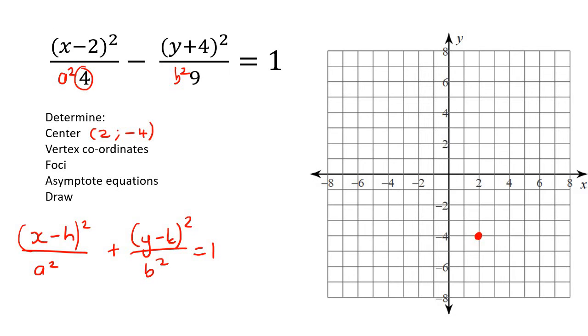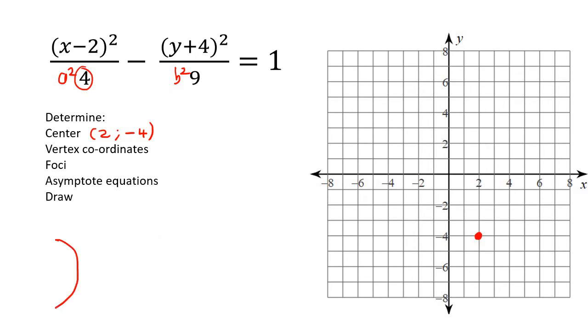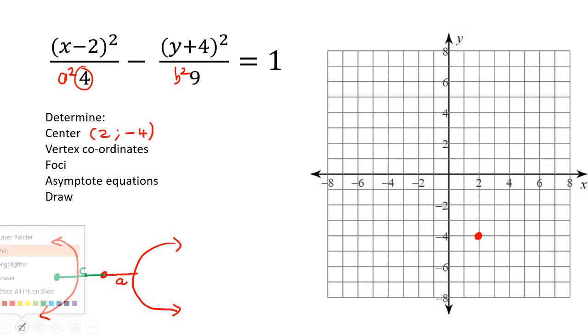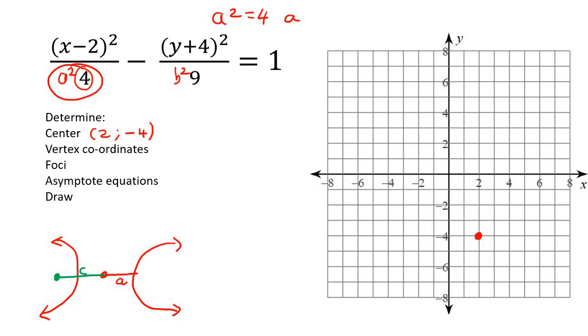Then we know that this is going to be horizontal, so we know that horizontal hyperbolas do this and that, and so the center to the vertex, that is the length called A, and then to the focus, that length is C. So we can get A by saying A squared is equal to 4, so A is going to be plus and minus 2. So we're going to go 2 to the right and 2 to the left. That'll give us the vertex, and then we can draw our hyperbola.